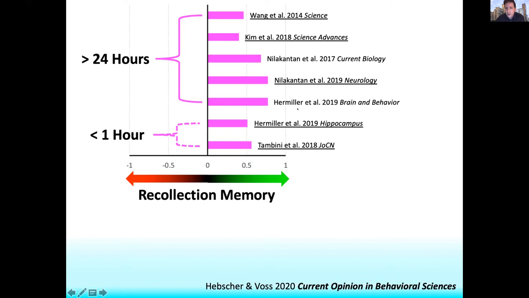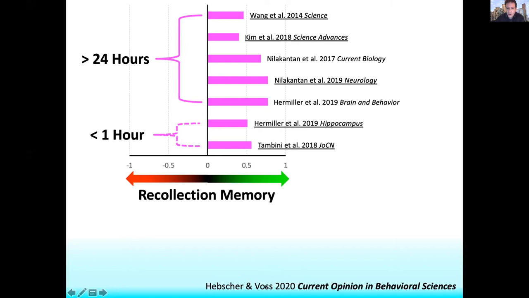Those that are underlined up here are ones that correspondingly showed effects on activity and functional connectivity of the hippocampus and the core regions of the hippocampal network. So consistently across studies, you see episodic memory improvement going along with increases in activity and connectivity of the hippocampus with the core regions of the network. Postdoc in my lab, Melissa Hebscher, and I reviewed this evidence recently, if you're interested.